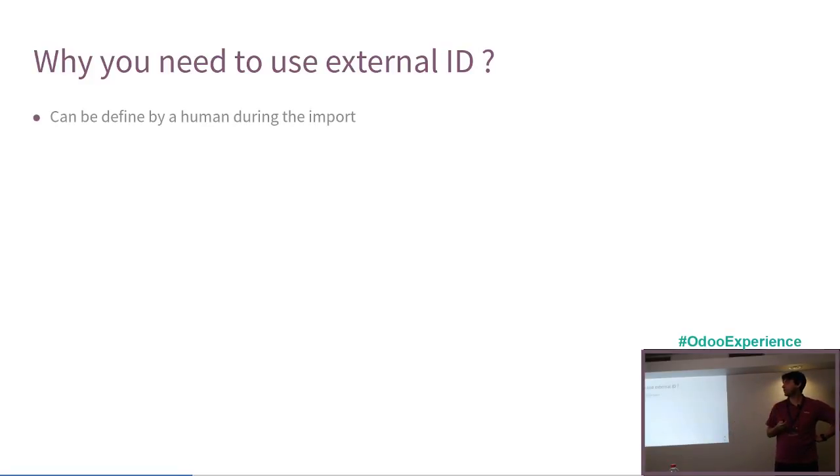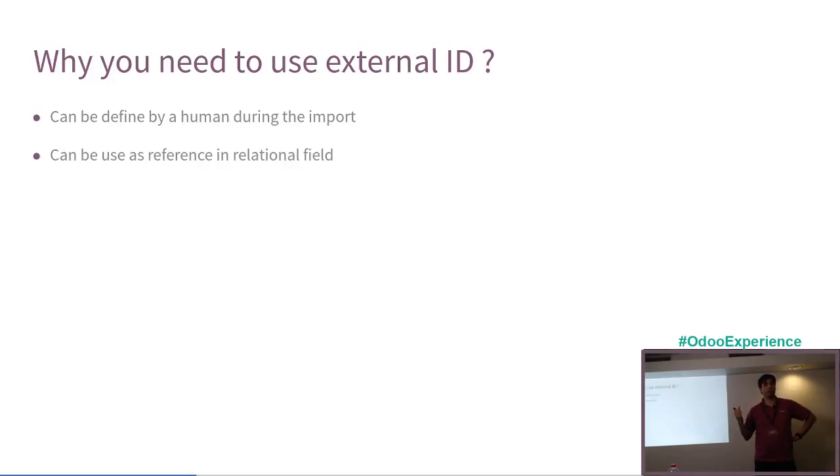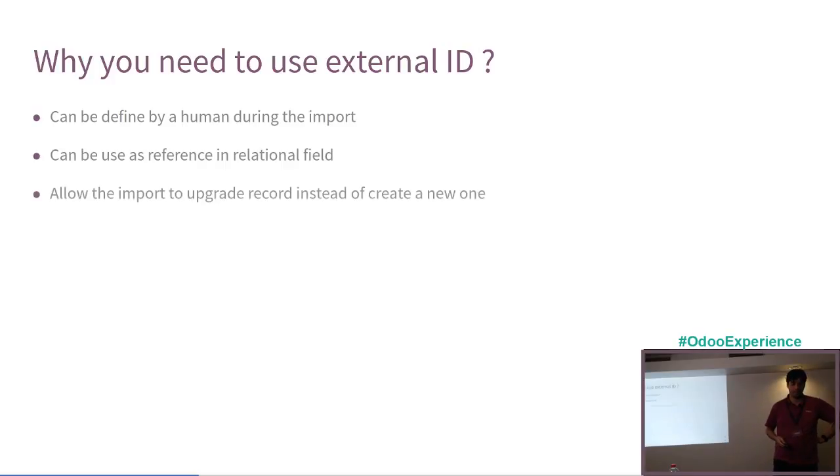Why do you need those IDs? Well, if you use the import, it can be defined by a human. So it's not something Postgres will give you when you create the record. It can be defined prior to the import by a human. So it's really important. It's used as a reference in relational fields. So if you have a many-to-one and you want to say, OK, I will import a link to this other record, you can use its external identifier. This means you can define all your IDs before importing anything. You don't need to read the target database to generate your IDs. That saves a lot of time.